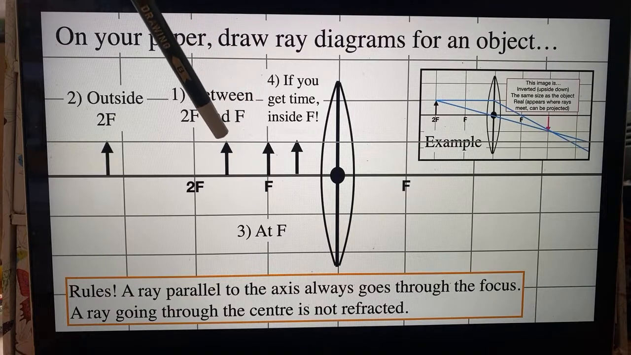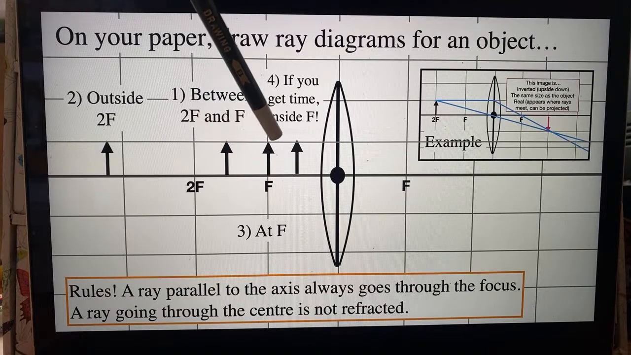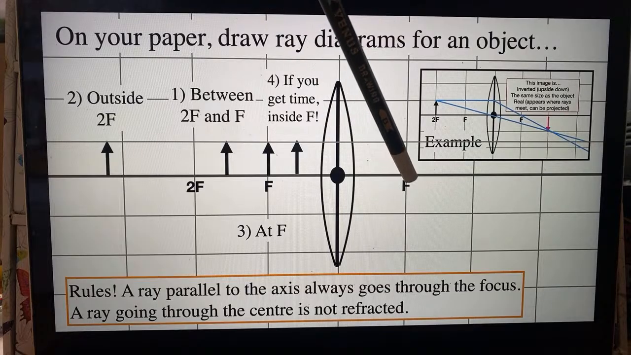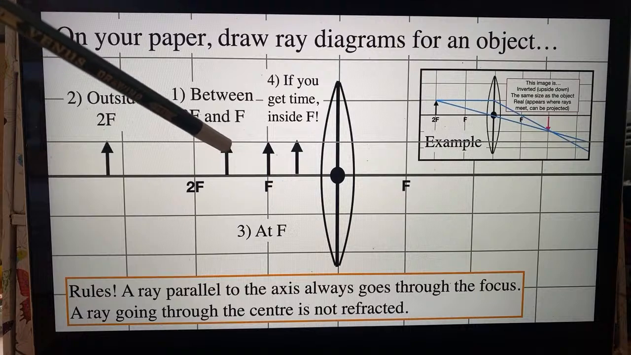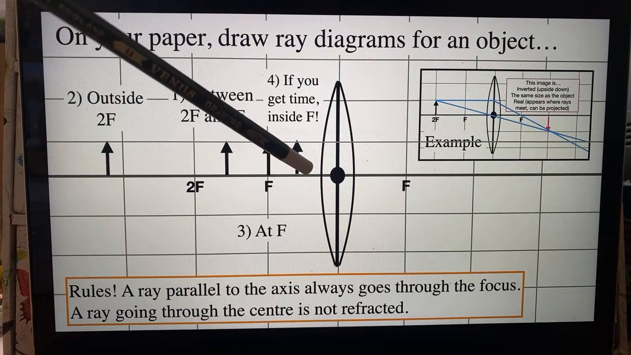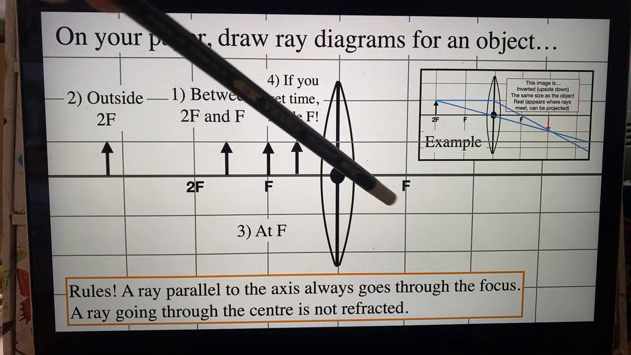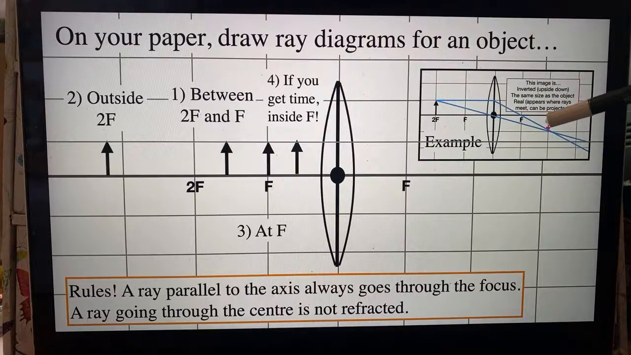One ray of light is going to travel just in a straight line, hit the lens, and then it's going to bend and go through the focus. That's what the first one always does. And the second one goes from the top of the object just in a straight line through the centre of the lens and out again, just like I've done here. And where the rays cross, that's where your image gets formed.